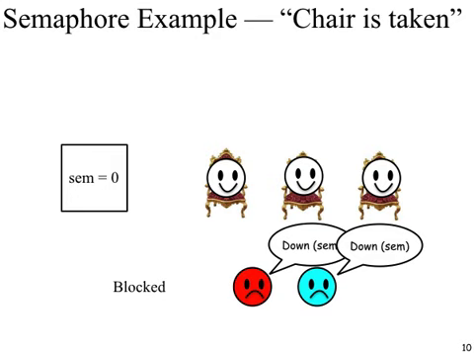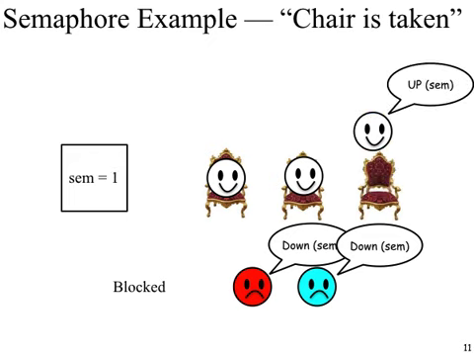Note that both the red and the blue persons are blocked on down operations. Their down operation isn't complete. Instead, they are in a blocked state. So the only thing that can wake them up is an up operation by one of the persons who is already occupying the chair. So let's say one person leaves the chair, and then he performs an up operation.